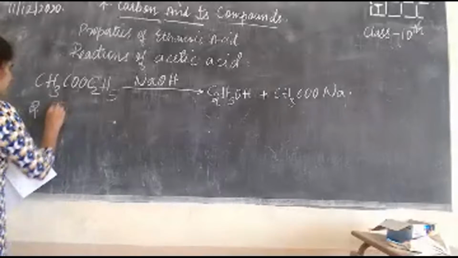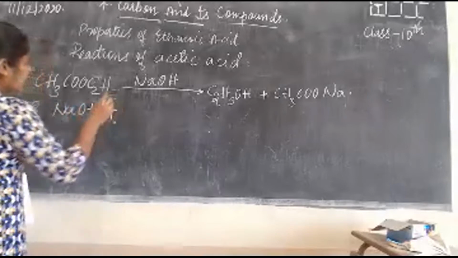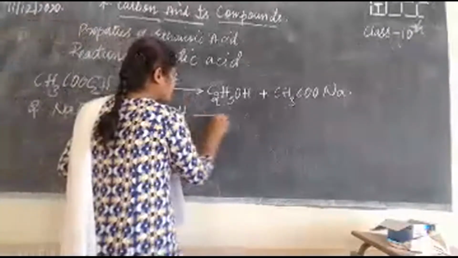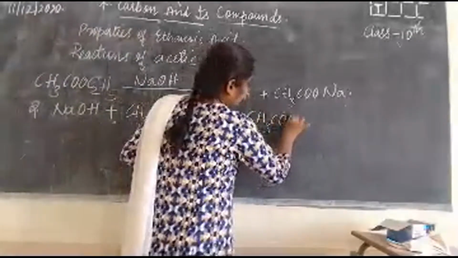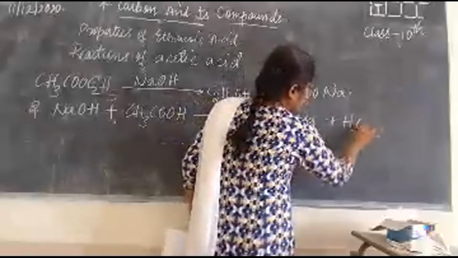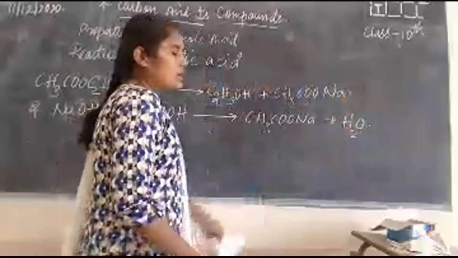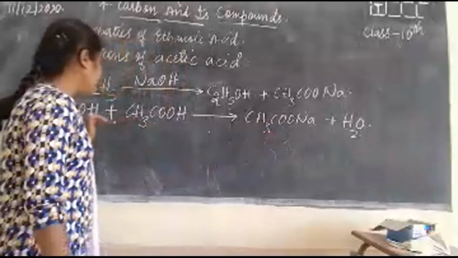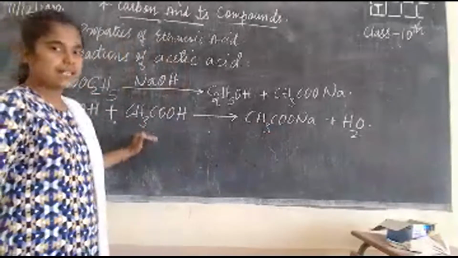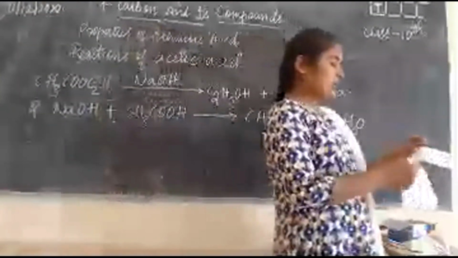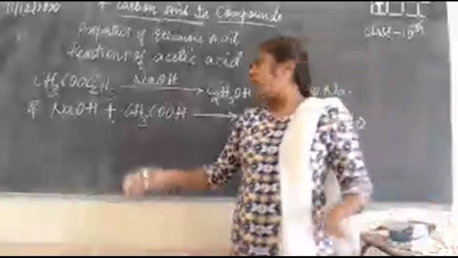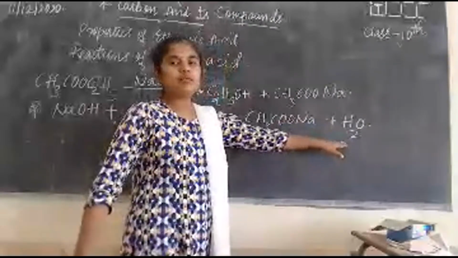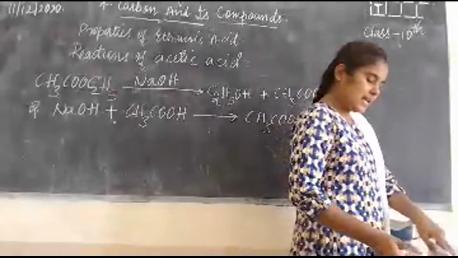So what happens is, when sodium hydroxide reacts with CH3COOH, we get CH3COONa, so this is the sodium acetate or sodium ethanoate. This is called sodium acetate or sodium ethanoate. So when sodium hydroxide is reacted with any of the acids, like ethanoic acid, for example, there is a formation of sodium salt, that is sodium ethanoate or sodium acetate, and water is formed. So this was the second reaction.